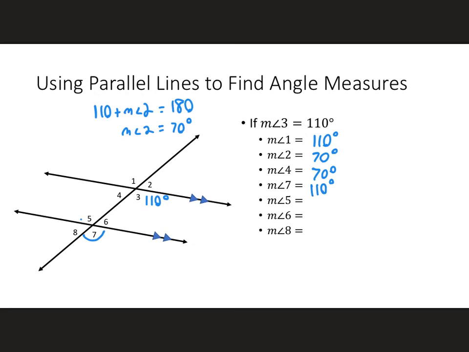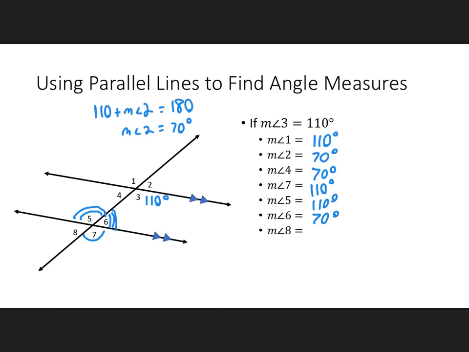Angle 5 is an alternate interior angle to angle 3. So that will also be congruent. It will be 110 degrees. Angle 6 is a consecutive interior angle with angle 3. So they're not going to be congruent to each other, and they don't look congruent, so that's good. But they are going to be supplementary, so that will be 70 degrees.